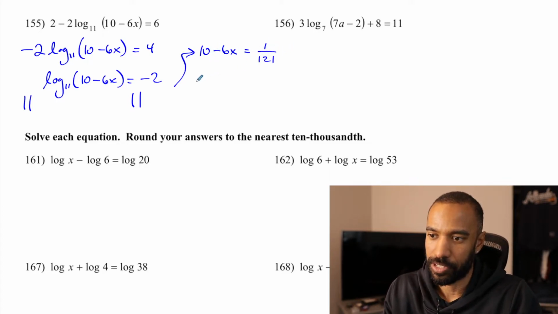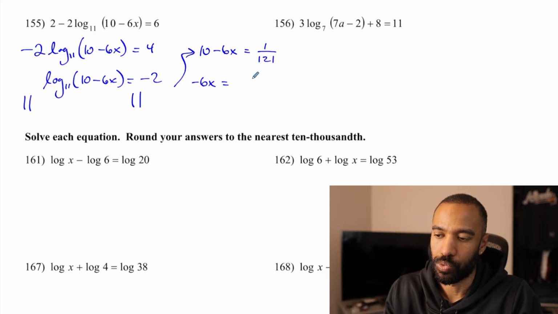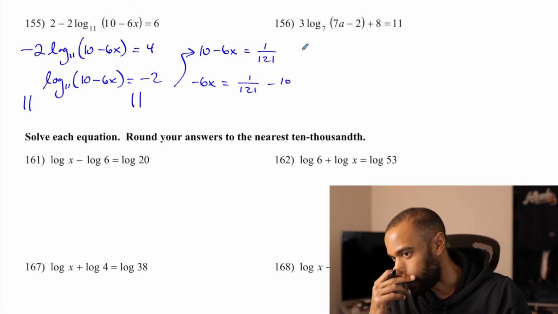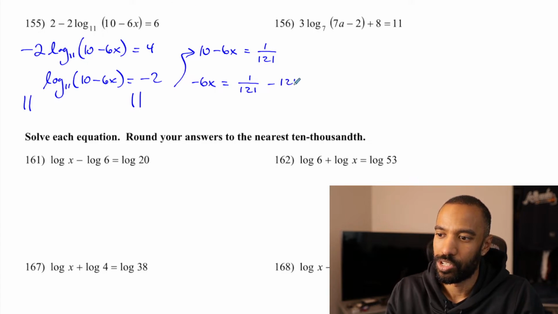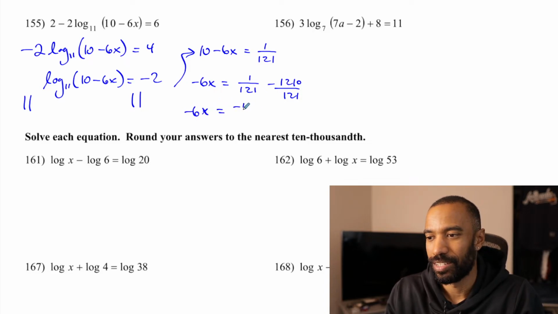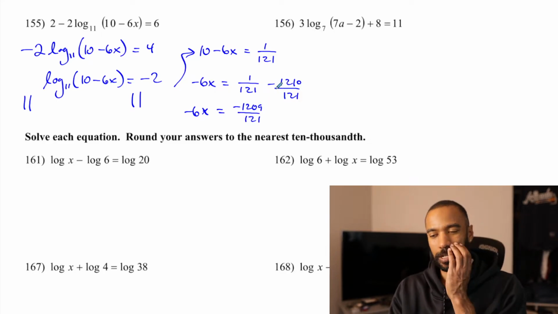I'll keep the x negative this time. Negative 6x equals 1 over 121 minus 10. You multiply that by 121. That's 1210. 1210 over 121. So that's negative 6x. See, I don't like negatives. Is negative 1209. Oh, gee, I don't know.